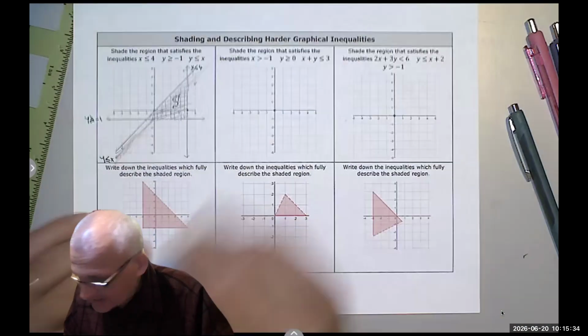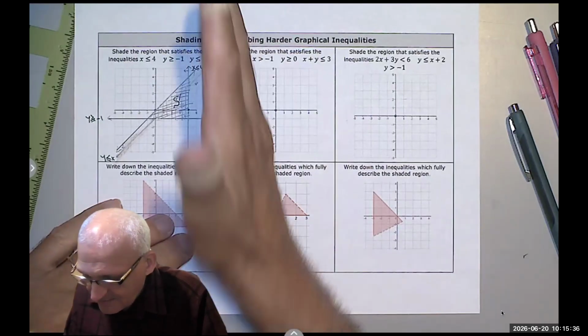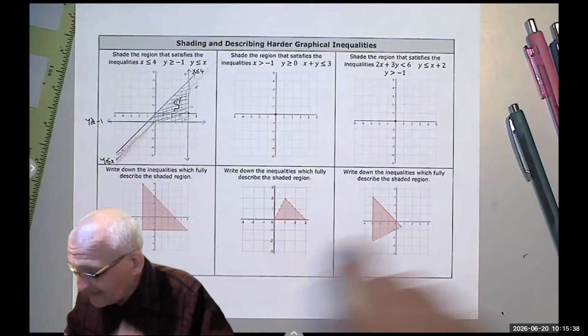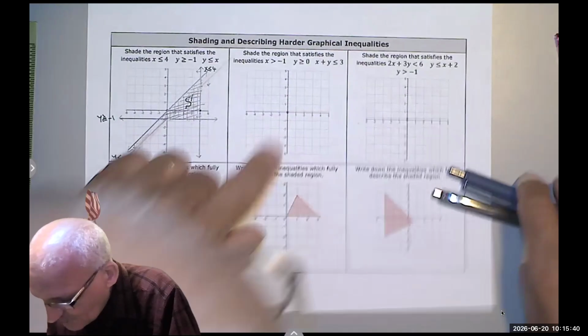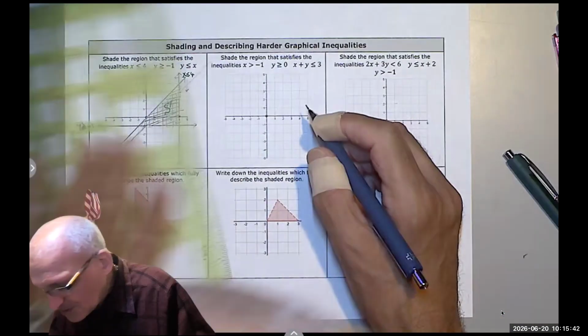Now, when we move to the second one, x is greater than negative 1. Here is negative 1, but it's not greater than or equal. So I have to draw a dotted line or dashed line, not a solid line.